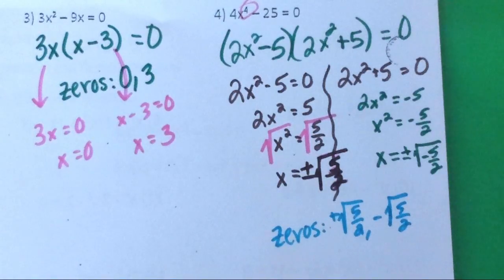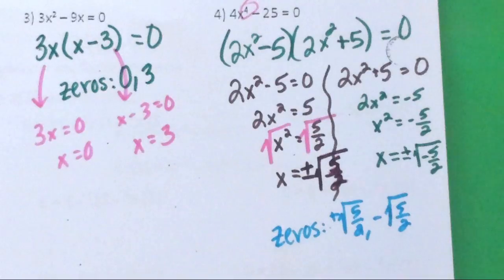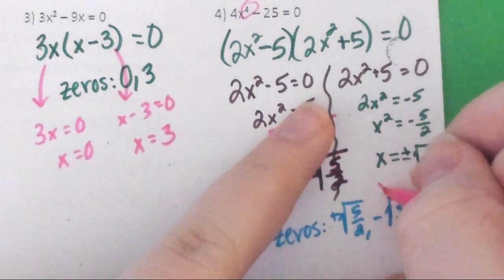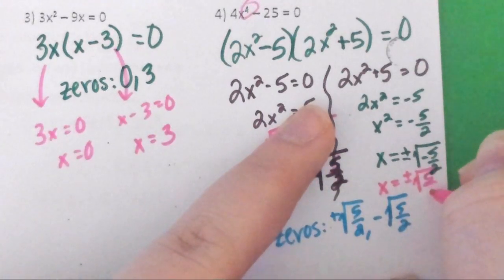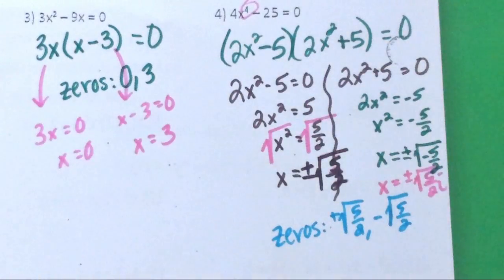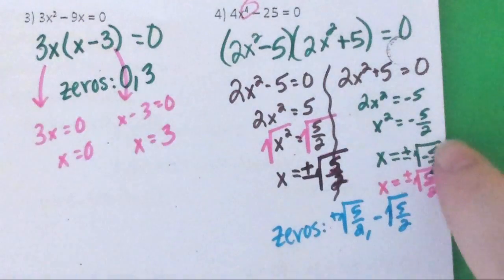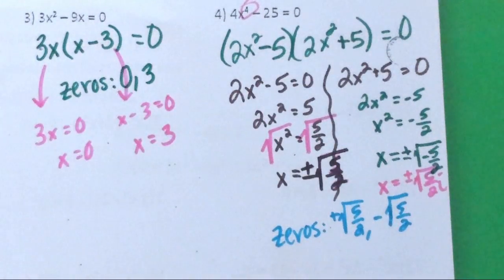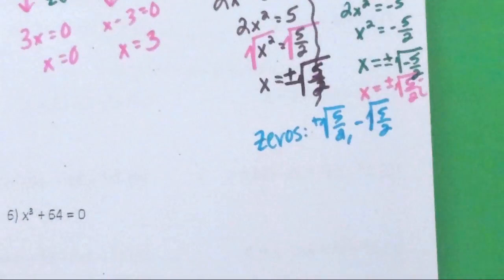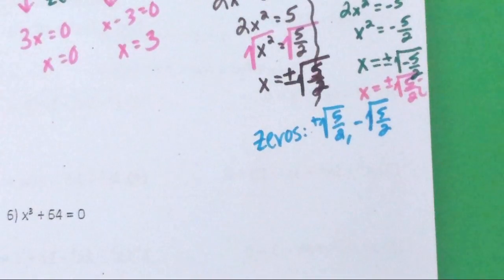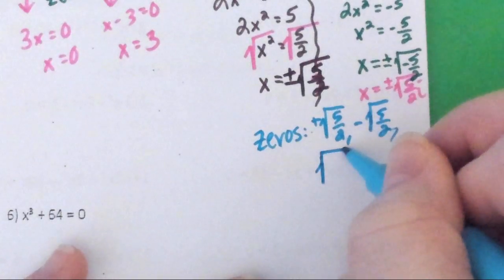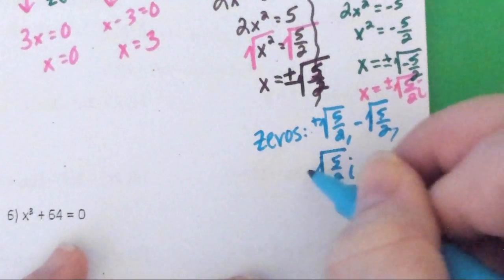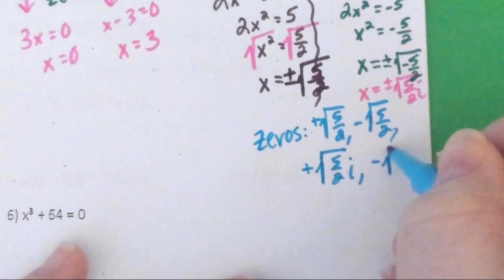Yes, okay, 4, 3, and 6 get a point. So I'm going to change that to plus or minus square root of 5 over 2, and then I'm going to put the i on the end. Literally, I have to get rid of that negative under the radical. That's why we talked about i. So again, in my list of zeros, I've got positive square root of 5 over 2, negative square root of 5 over 2, positive square root of 5 over 2 i, and negative square root of 5 over 2 i.